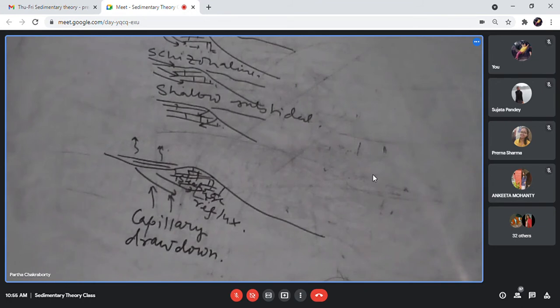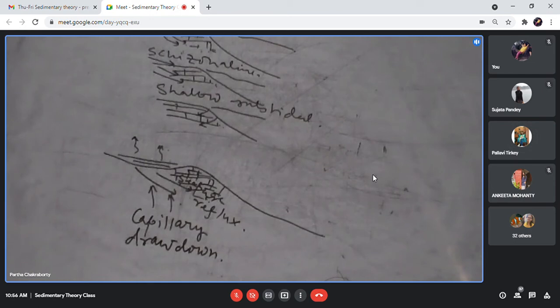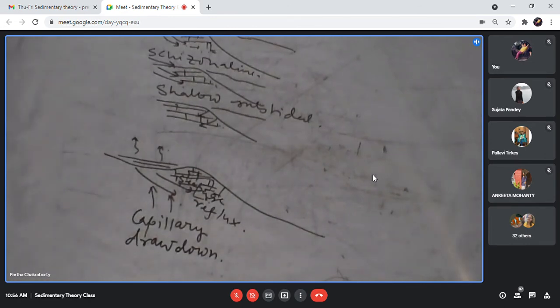So in the last diagram, seepage reflux is written. Seepage reflux, and this is capillary drawdown. I will explain. Seepage reflux, capillary drawdown. Okay, I think you people have drawn.